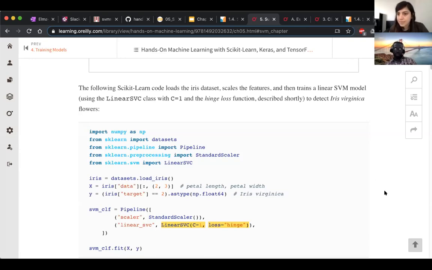And so one thing that I wanted to point out here is just a reminder of how scikit-learn works. You remember the pipeline, right?